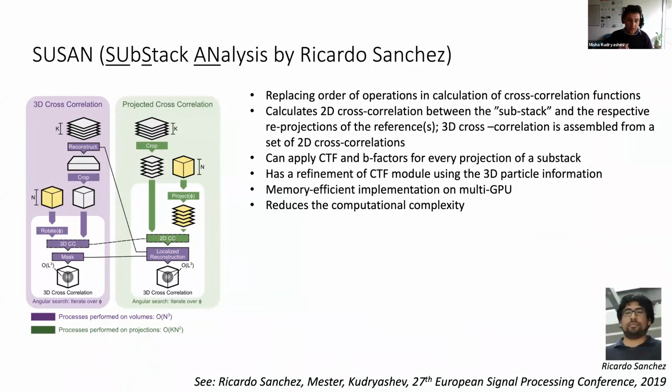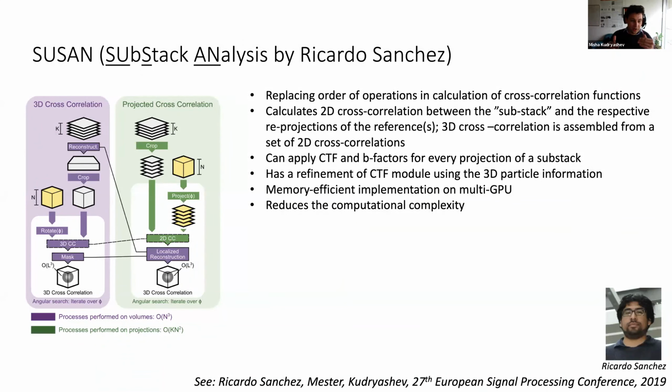Essentially, what he does is he changes the order of operations when we calculate cross correlation between 3D volumes. So usually you would rotate your reference and cross correlate it to particles, taking the mismatch into account. And for this, you do Fourier transform. So essentially, you do a lot of 3D rotations and Fourier transforms of large volumes. And this is very expensive, even on modern day graphical processors.